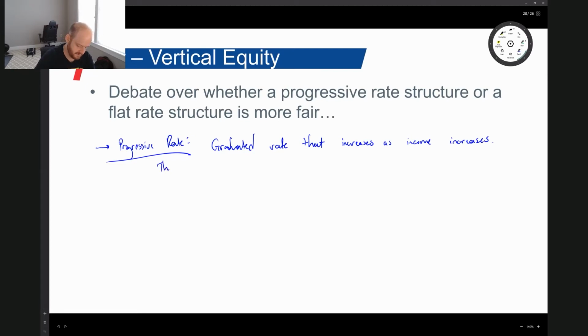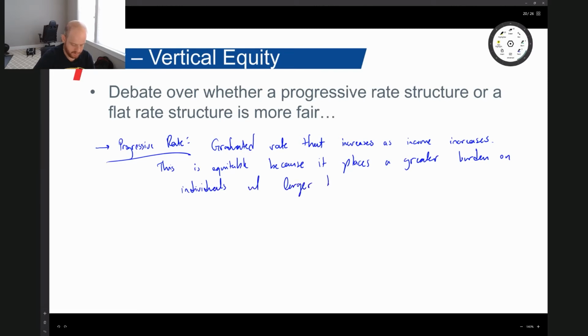So this is equitable because it places a greater burden on individuals with a larger base, right? So if your tax base is larger, you have a greater burden of the amount of tax that you pay. Now there's another type of graduated rate structure, which is called a regressive rate, right?